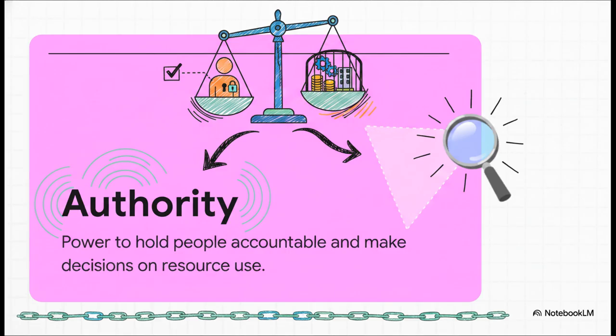It is the power to hold people accountable for their actions and to make decisions concerning the use of organizational resources. I want you to really remember that pairing for the exam. Authority is inherently linked to accountability and the control of resources. Simply put, if you don't control the resources, you don't really have the authority.